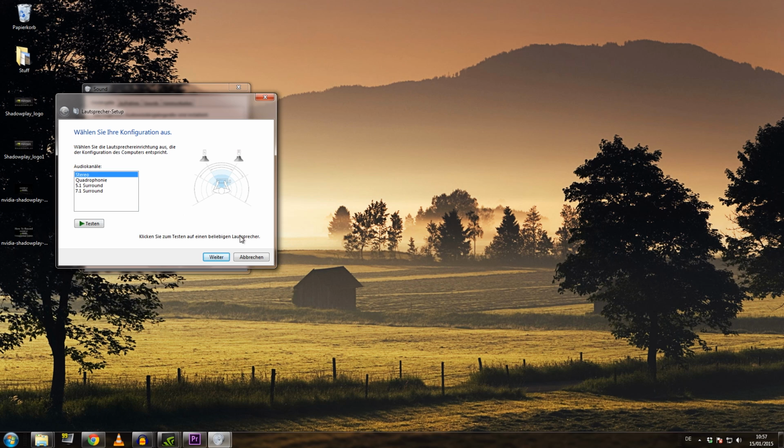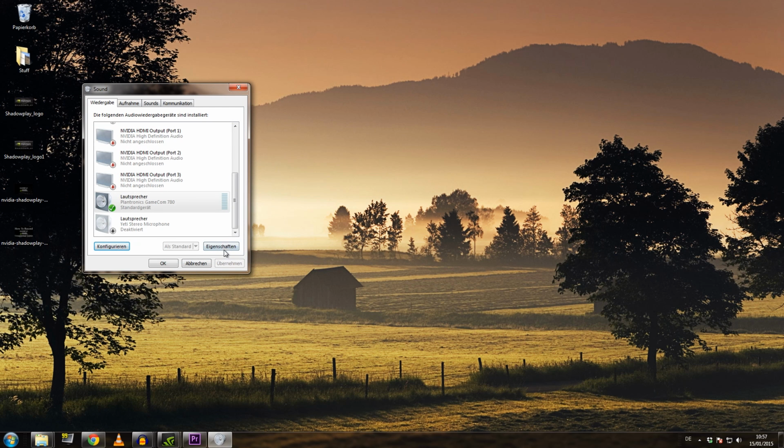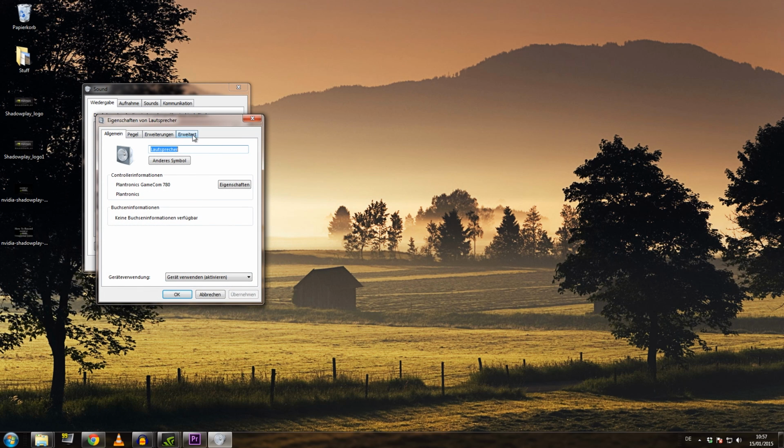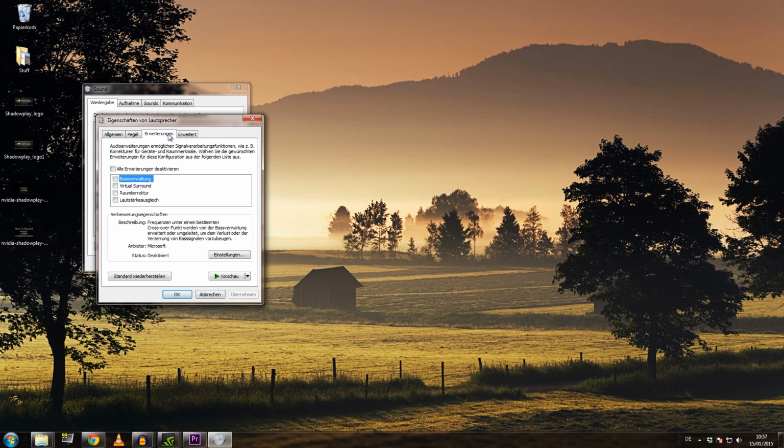So I did some more testing, and what actually fixed it for me was you go to your standard output thing, and then you go to, sorry, this is in German, and I guess it's going to be the same layout in English. So you go on properties and you go to extended. I don't know if it's called extended in English. It's this one right here.